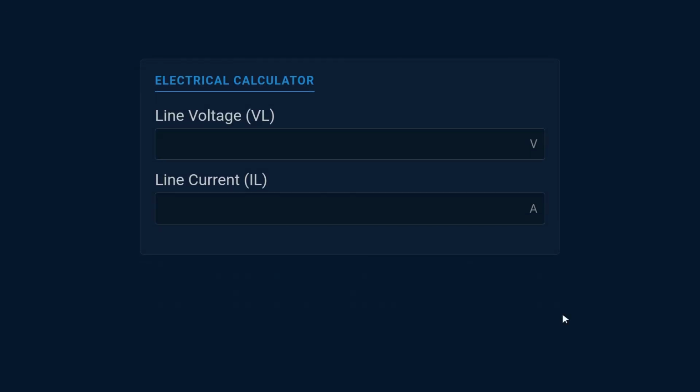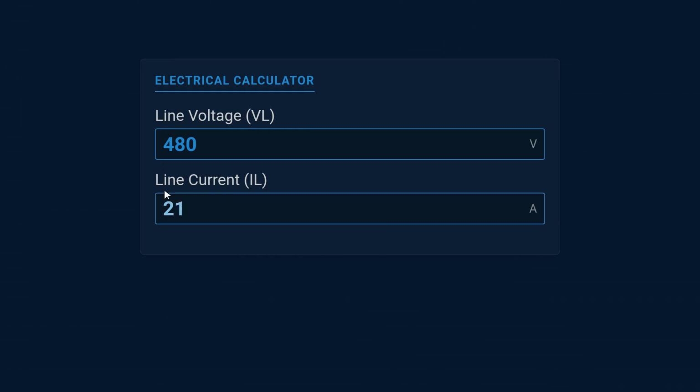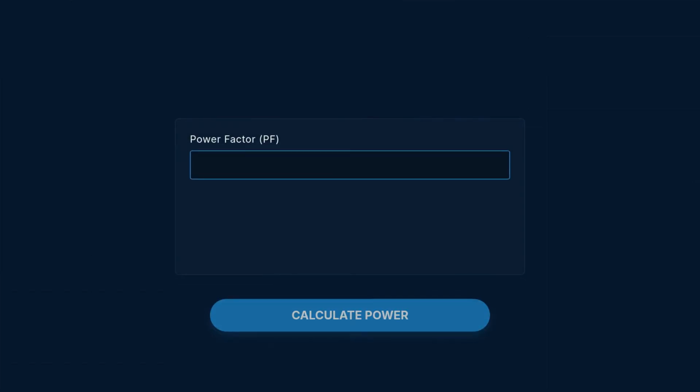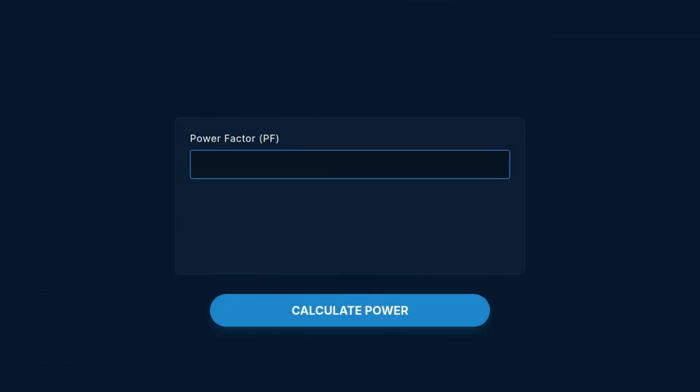Next, enter your line voltage, VL, in volts. I'll use 480. Then input your line current, IL, in amps. I'm entering 25. Finally, specify your power factor, PF, as a decimal between 0 and 1. I'll use 0.8. Click Calculate Power to see your results.